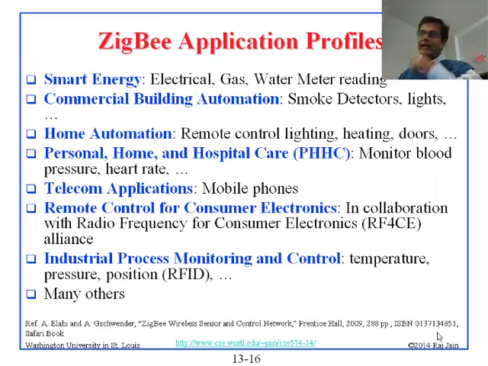Okay, application profiles. Now they have lots of application profiles. The top one being smart energy, which is probably the latest one. This is not in time order, because home automation probably came first. Smart energy, electrical, gas, water meter reading, commercial building automation, smoke detectors, lights, they're all automated nowadays. So in a building, you might have 2,000 smoke detectors. Just imagine how many floors and how many rooms per floor. And if one goes off, everybody has to be told. So everything has to be networked. And this is the network.